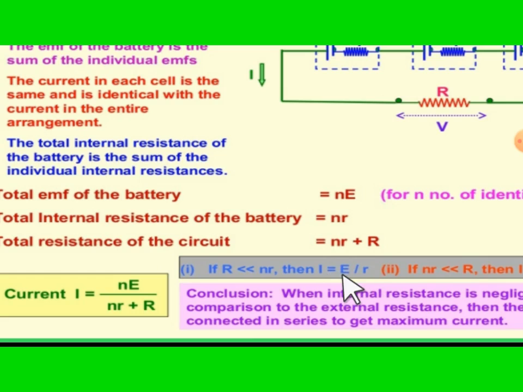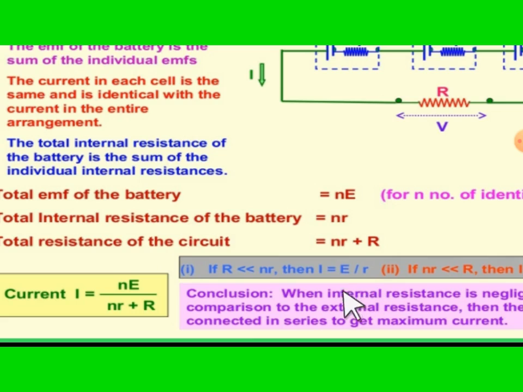If you have thousands of such identical cells connected, then what happens? If this is the condition, that means the external resistance is very small when you compare it with the internal resistance, then it will be just equivalent to the current given by a single cell. So it is of no use whether you connect 1000 cells or just 1 cell.